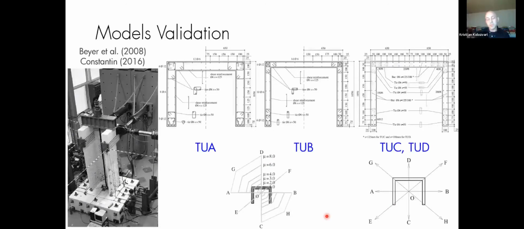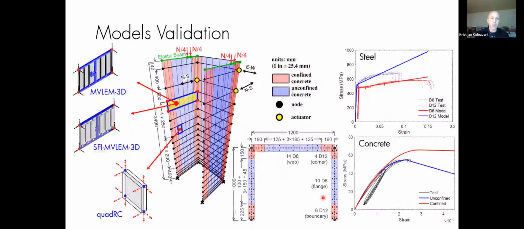But so these specimens were sort of perfect for validation of these models that were developed because they are, first of all, not planar, they are U-shaped. And secondly, they're loaded in this multiple directions and pretty complex loading patterns. So it allowed us to validate the models in all different directions. Here's how we modeled these.